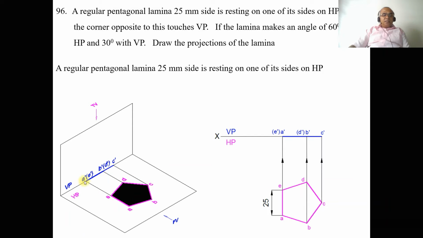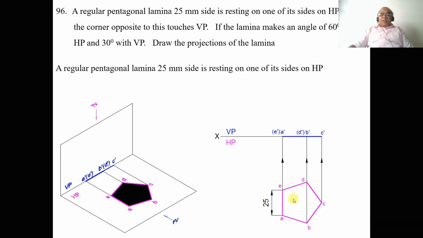As we see, all the sides, which are A dash B dash, B dash C dash, C dash D dash, D dash E dash, and E dash A dash, are parallel to HP. So that means all the sides are parallel, and therefore we are getting the true length. So what is the true length here? The true length of the side of this pentagonal lamina is 25 mm.